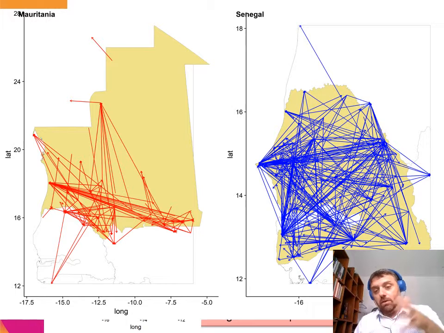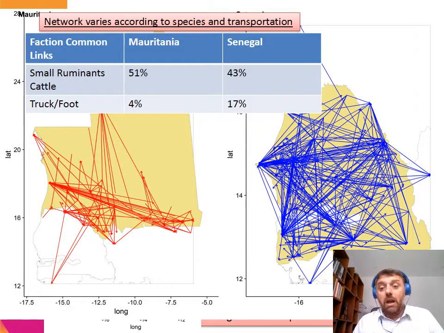Moreover, we should check before going on that networks change depending on the species and depending on the mode of transportation used by the herders. For example, this is the fraction of common links, or links shared, by small ruminant and cattle. But look, if we consider the fraction of movements done by foot and by truck, the fraction is really low.